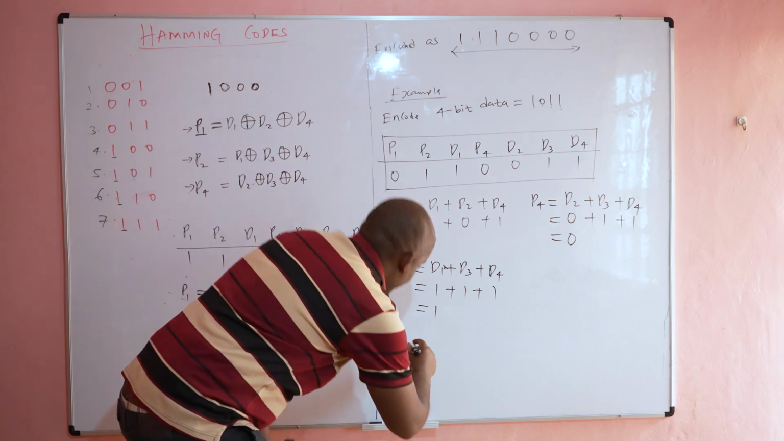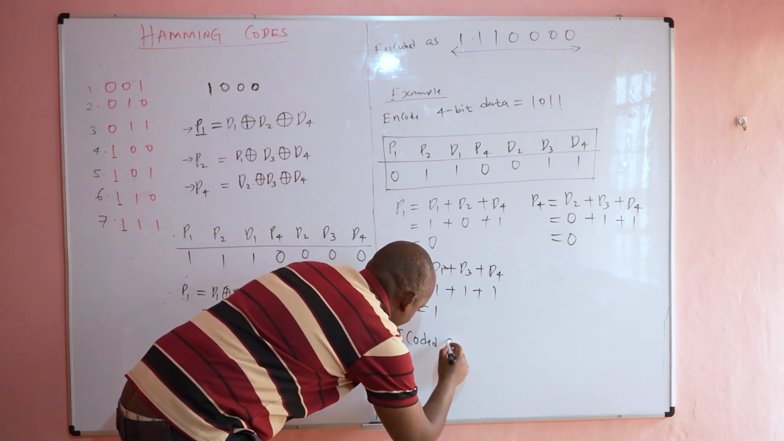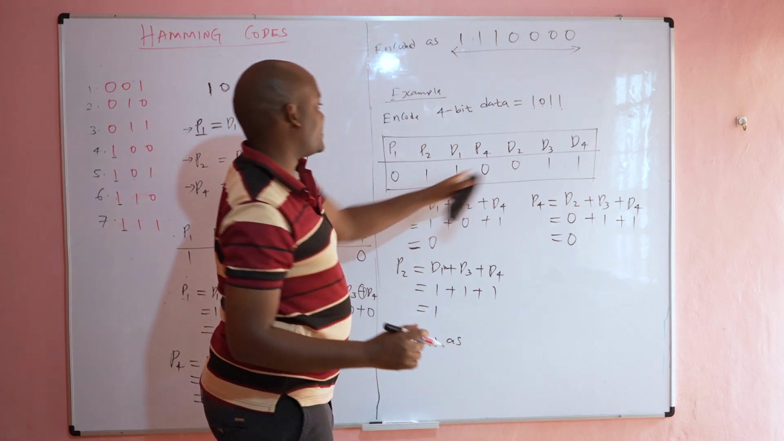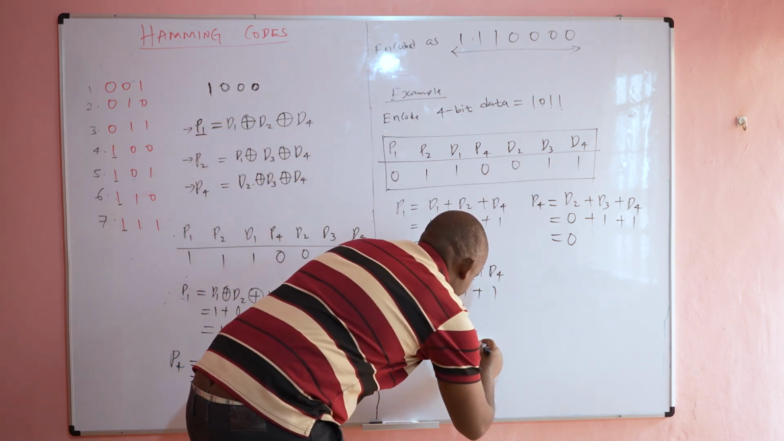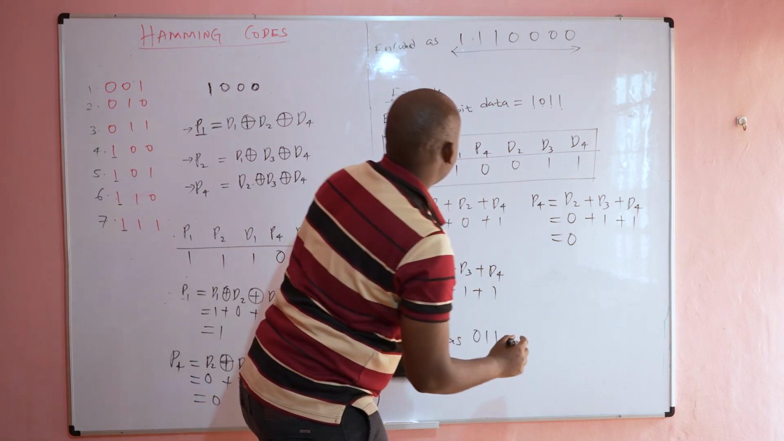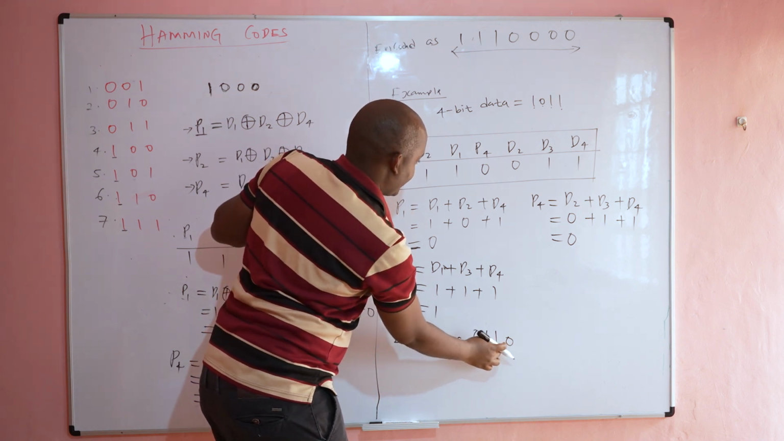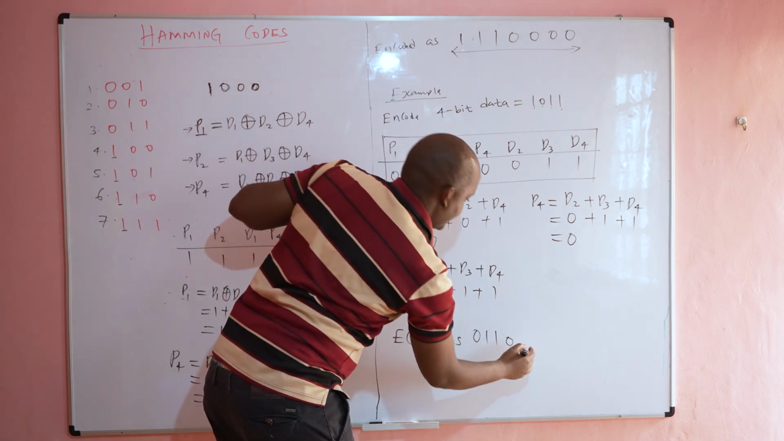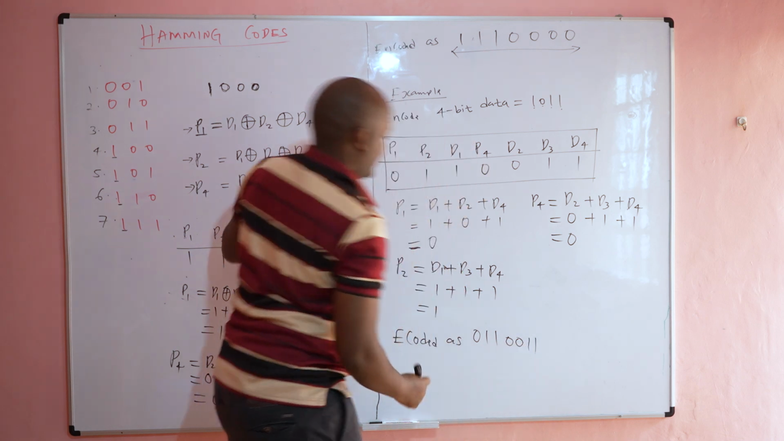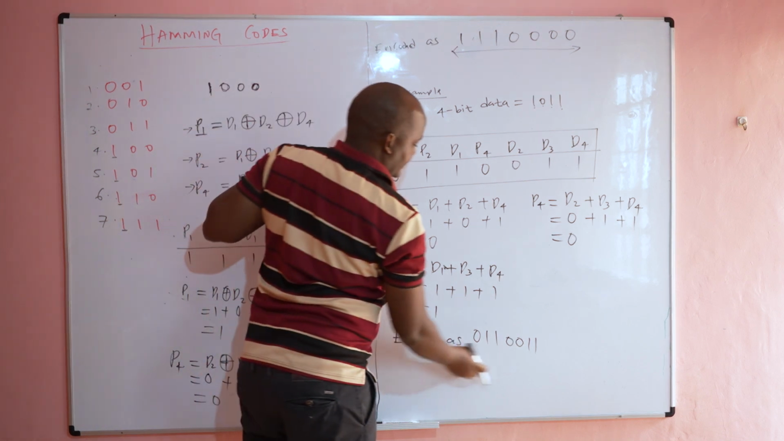So this means that our message is encoded as, now you read from this side, 0 1 1 0. Hope you can see this clearly. 0 1 1 0, and we have 0 1 1. So that is our message that you're going to transmit to the receiver.